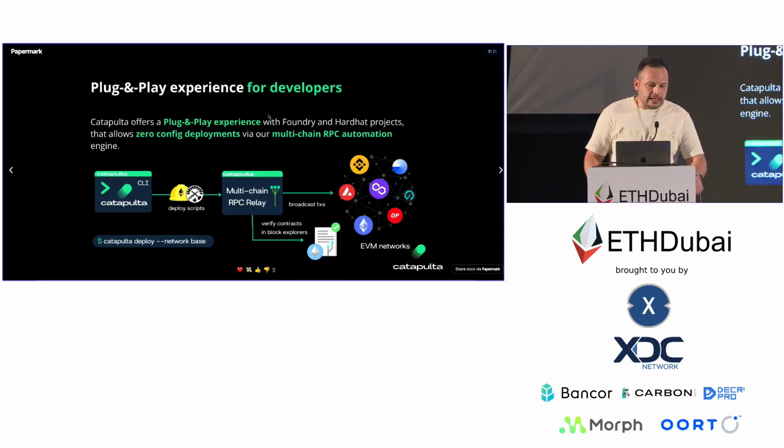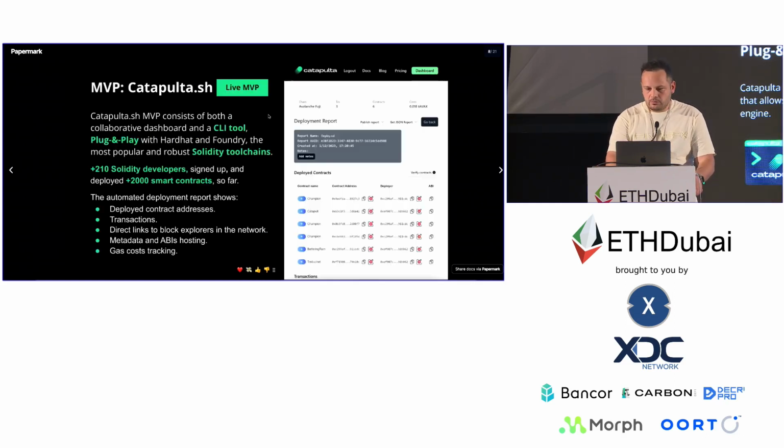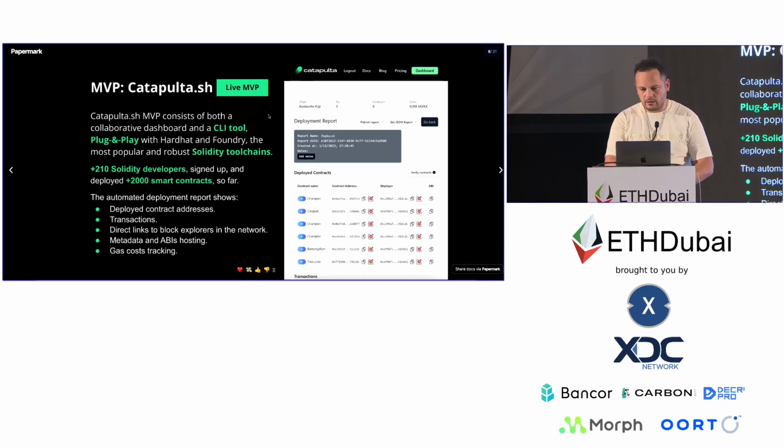So it looks like this. To put it very simply, I'm going to show you how the dashboard looks. Right on the right side of the screen, you can see it. We have automated deployment reports, which show deployment contract addresses, transactions, direct links to block explorers in the network, metadata, ABI hosting, and gas cost tracking.